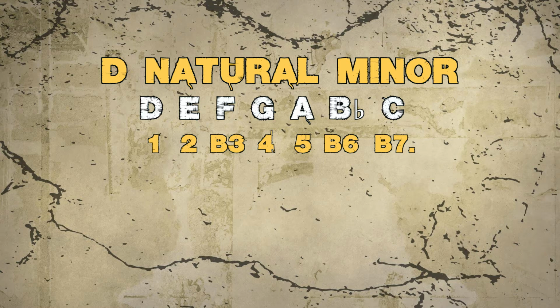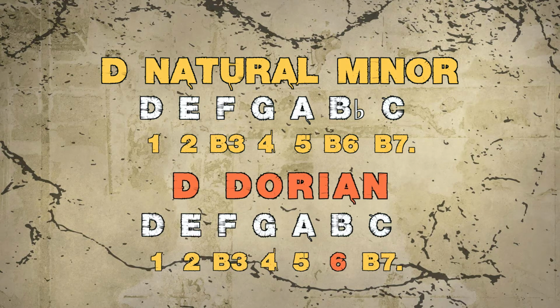Now let's compare that to our D Dorian scale. As we saw earlier, this is the D Dorian scale, or the D Dorian mode. Notice the difference? Of course you do. The sixth degree is different. In D minor, it's lowered, which gives us a B flat, but in Dorian it's not, so we have a B instead. And this is where the interesting stuff happens.